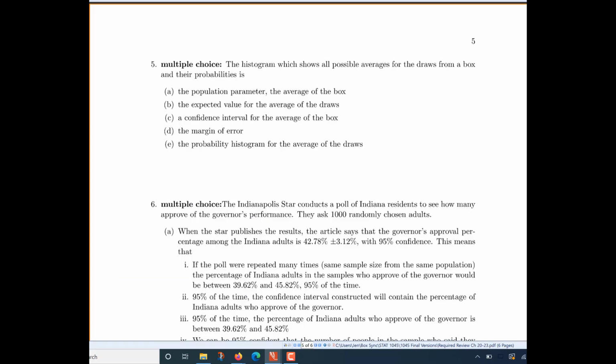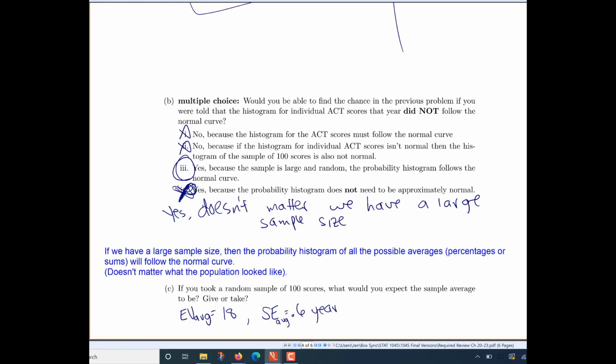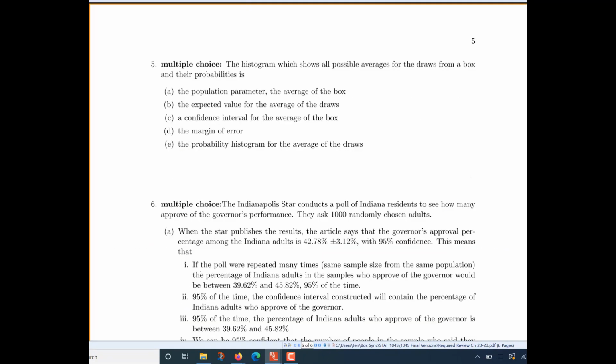Number 5, the histogram which shows all the possible averages for the draws from a box and their probabilities. That's what we just talked about up above, that probability histogram. So whenever we look at all the possible averages, that's just the probability histogram. So that has to be E.